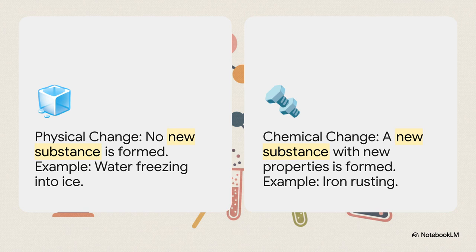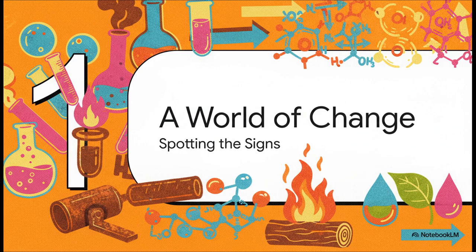Look, a physical change is just a change in appearance. Water freezing to ice, it's still H2O, right? But a chemical change, like iron turning to rust, now that's different. You've created a totally new substance with brand new properties. That's where things get interesting. Okay, first up, a world of change. We're going to learn how to become chemical detectives and spot these transformations happening all around us.